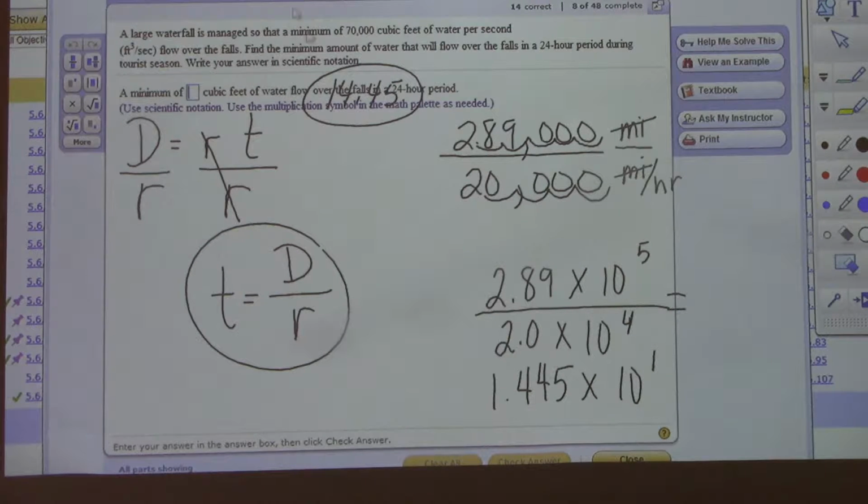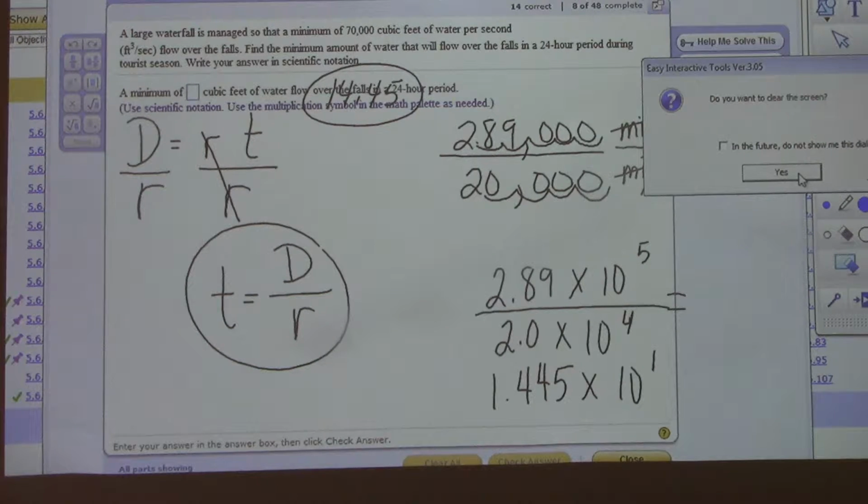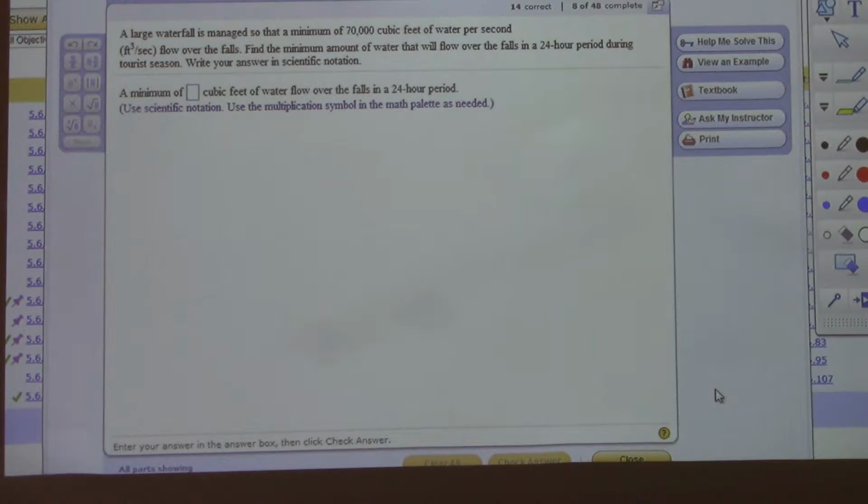All right, next one. I'm doing y'all's homework for y'all. Y'all know that, don't you? A large waterfall is managed so that a minimum of 70,000 cubic feet of water per second flows over the falls. Find the minimum amount of water that will flow over the falls in a 24-hour period during tourist season.